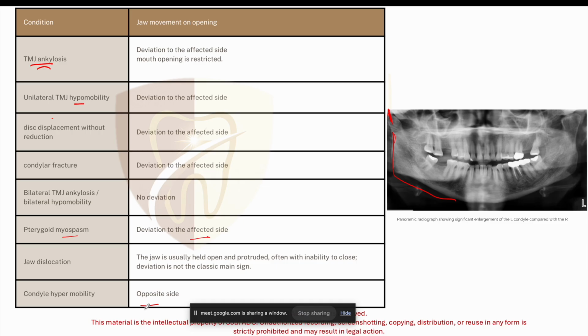Okay. Now here we are seeing there is an enlargement happening on this left side of your jaw. I just wanted to show you this picture.